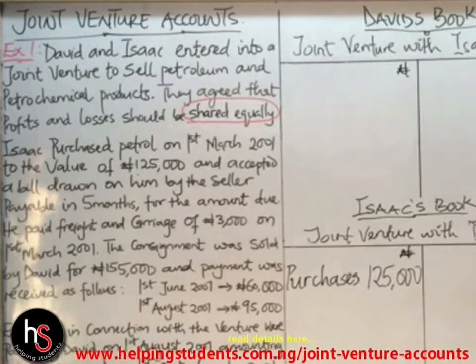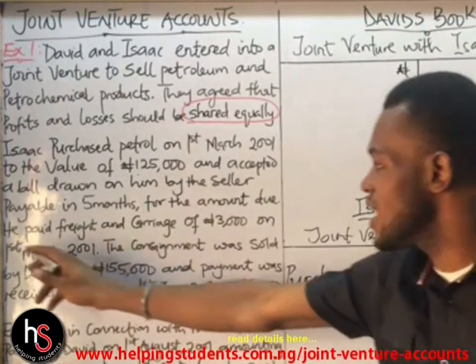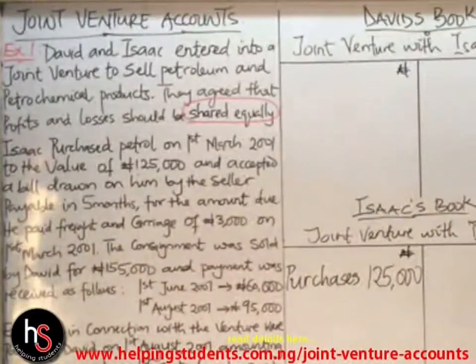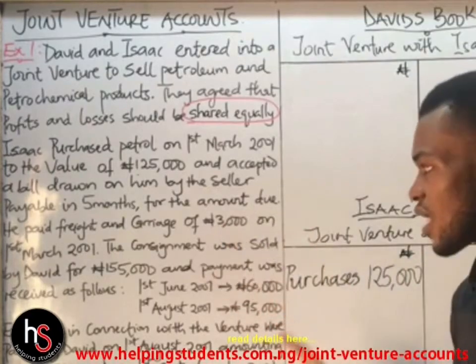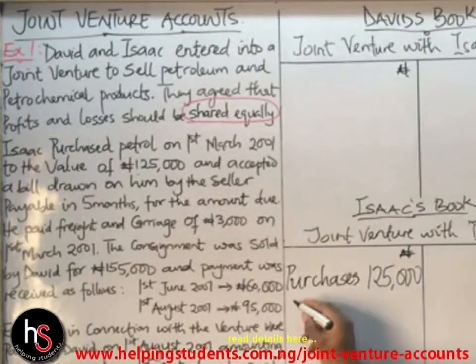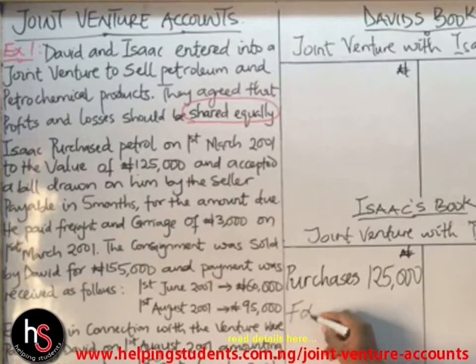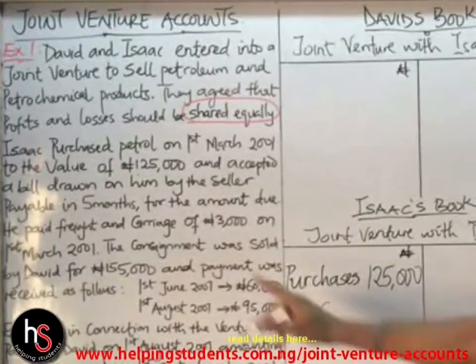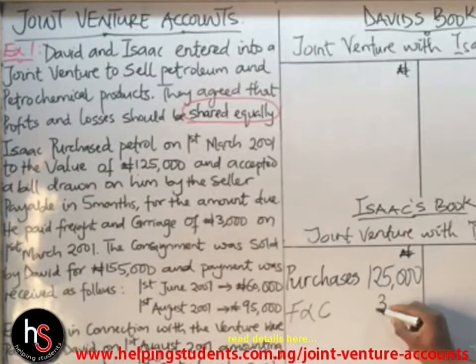Okay? Now, he accepted a bill drawn on him by the seller payable in 5 months. Now, he paid. Who is the he? They are still referring to Isaac here, alright? So he paid freight and carriage of 3,000 naira. So we have freight and carriage, okay? For 3,000. So we have 3,000 here.